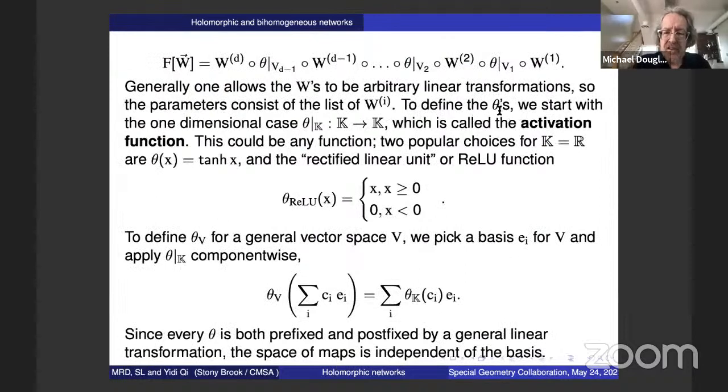Okay, so what is theta? I explained that we have some field K in which our vectors are defined, and we have linear transformations W. Theta is called the activation function. Basically, you pick some function and then pick a basis and apply the function component-wise in that basis. Of course, in general, that would depend on the choice of basis. But since we're only using theta in between these general linear transformations, the space of maps you get doesn't depend on the choice of basis. We've entirely removed that dependence by allowing these arbitrary variations of the map W.